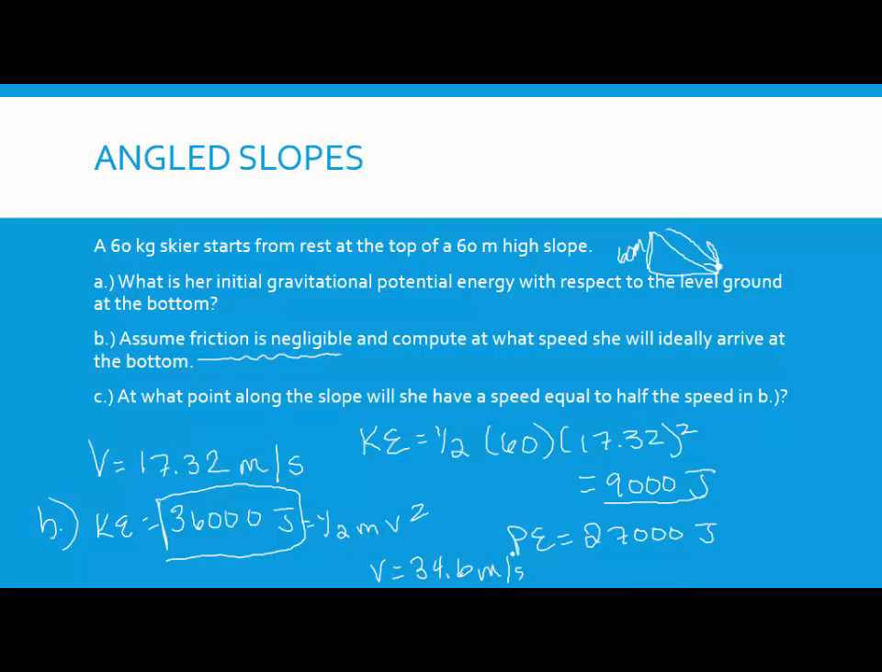Now that I've figured out how much kinetic energy she has when she's going half of this speed, and I know how much potential energy she has at this speed, I can do mgh and determine at what height along the slope, or how high up off the ground, she has to be when she's going this fast. And the height is 45 meters.